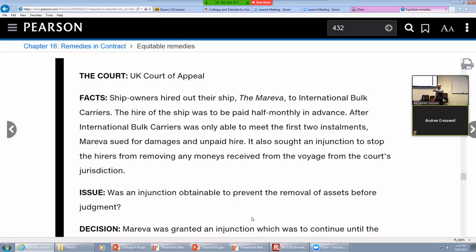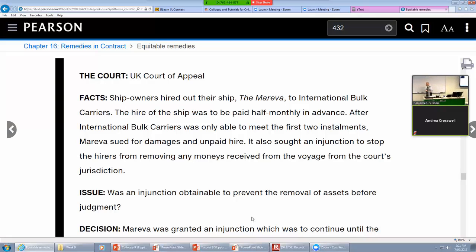I've just told you that there are two types of injunction you have to look at. One of them is called the Mareva injunction, and the other one is called the Anton Piller. Okay, this is the first one. That's where the name comes from. It comes from this case. So the Mareva is the ship that these ship owners are going to be hiring out, and they are going to hire it out to an international bulk carrier.